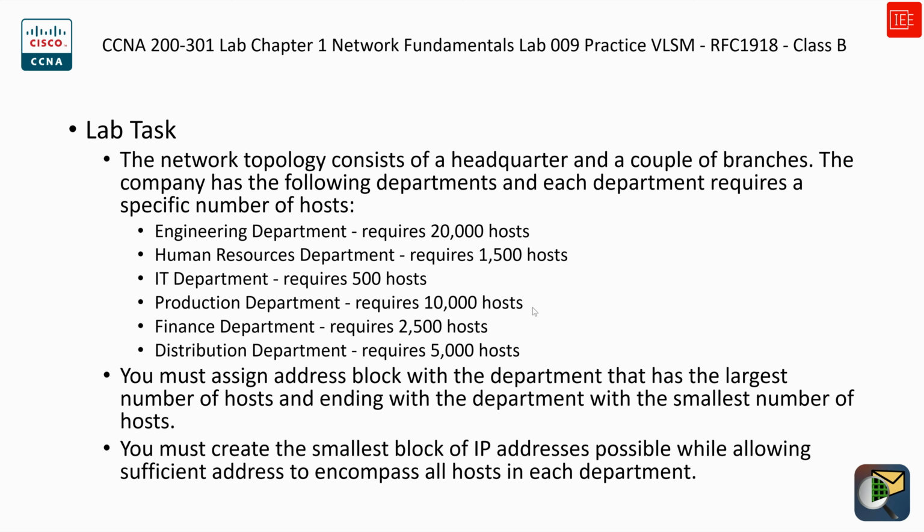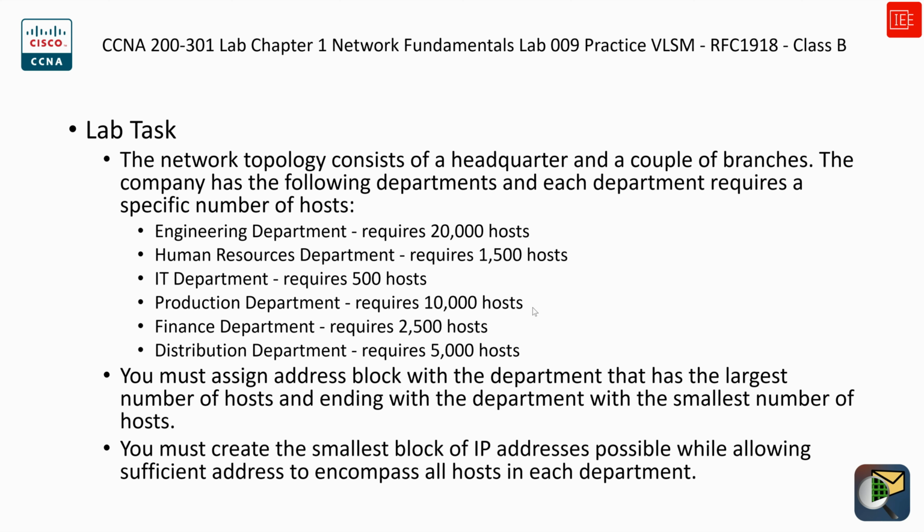Following the lab task, we can see that the network topology consists of a headquarters and a couple of branches, and the company has the following departments, and each department requires a number of hosts. So we have the engineering department, which requires 20,000 hosts, whereas the human resources department requires only 1,500 hosts. The IT department requires 500 hosts. The production department requires only 10,000 hosts. The finance department requires only 2,500 hosts. Finally, the distribution department requires only 5,000 hosts.